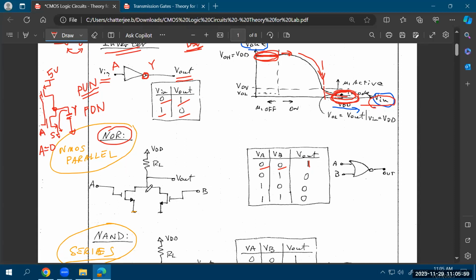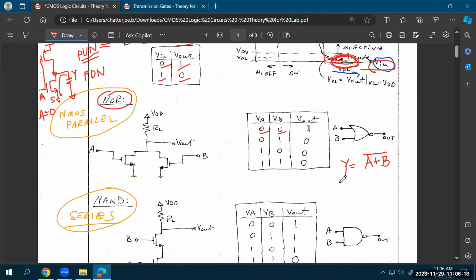What would be your pull down network? Remember, the function for a NOR gate is Y equal to (A or B) inverted. So you have A or B, and then you invert it, and you get the function for the NOR gate. What we said is that you first need to design Y bar. It does not matter what your function is; your function could be anything on the right-hand side. What you start with is Y bar.